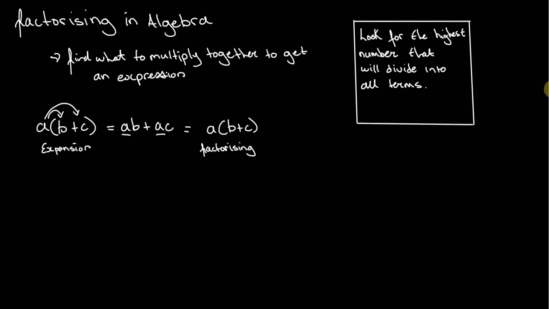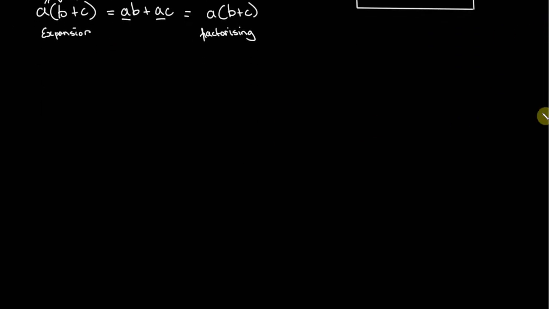So we can cover a few examples to start. Say, for instance, we have 4x plus 8. Well, the greatest common factor here, I mean, it's divisible by 2, but that wouldn't be the greatest common factor. The greatest common factor would be 4, because 4 goes into 4x and 4 goes into 8. So what this would equal then would be 4 times x plus 2.